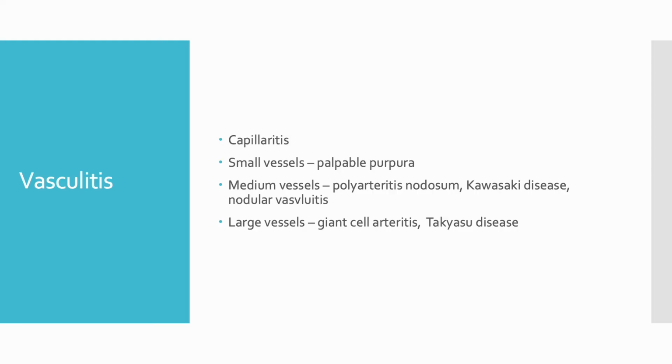Medium vessel vasculitis is caused by a condition called polyarteritis nodosum, Kawasaki's disease, or nodular vasculitis. And these often present, particularly polyarteritis nodosum, as livedo reticularis, a dark purple net-like appearance to the skin. Large vessel vasculitis, such as giant cell arteritis and Takayasu's disease, usually doesn't affect the skin.